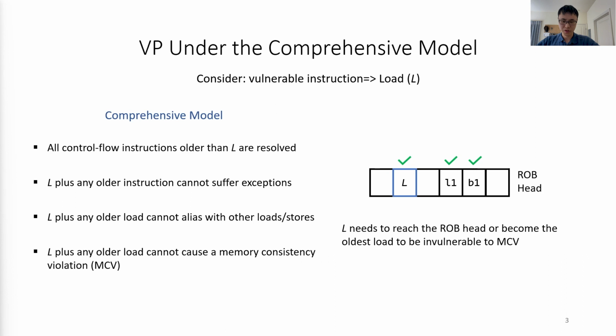Depending on the implementation, ensuring LD is invulnerable to MCV requires it to reach the ROB head or become the oldest load. Both of them happen late in the pipeline. For simplicity, we assume the former one in the talk.